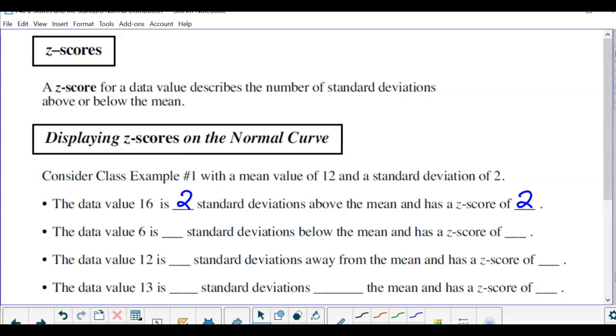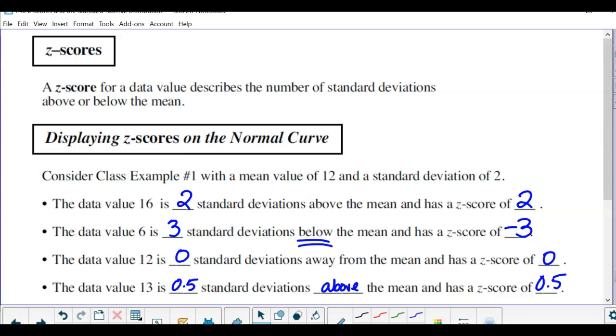Data value of 6 is 6 less than 12. So it's 3 standard deviations below the mean. So it's considered a negative z-score. And so that expression would be mean minus 3 sigma. 12 is 0 standard deviations away from the mean. So the mean has a z-score of 0. Nothing's been done to it. 13 is a half a standard deviation, and that is above the mean, because it's greater than 12. So the z-score is 0.5.